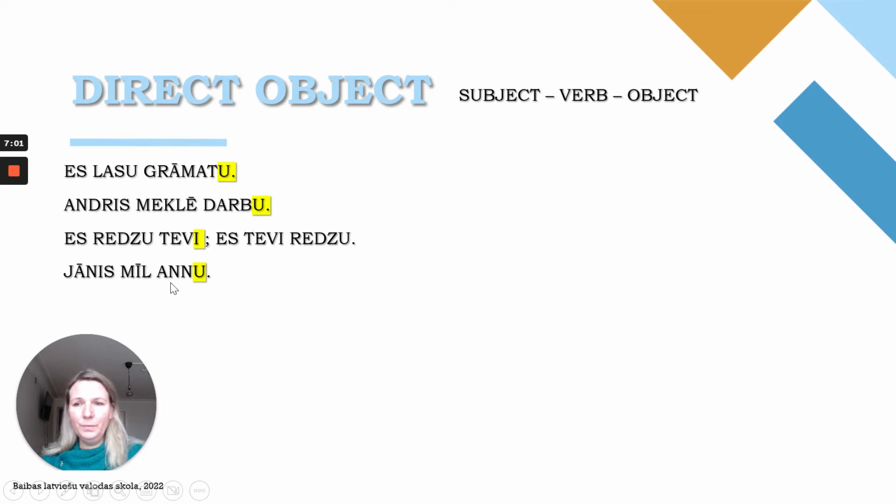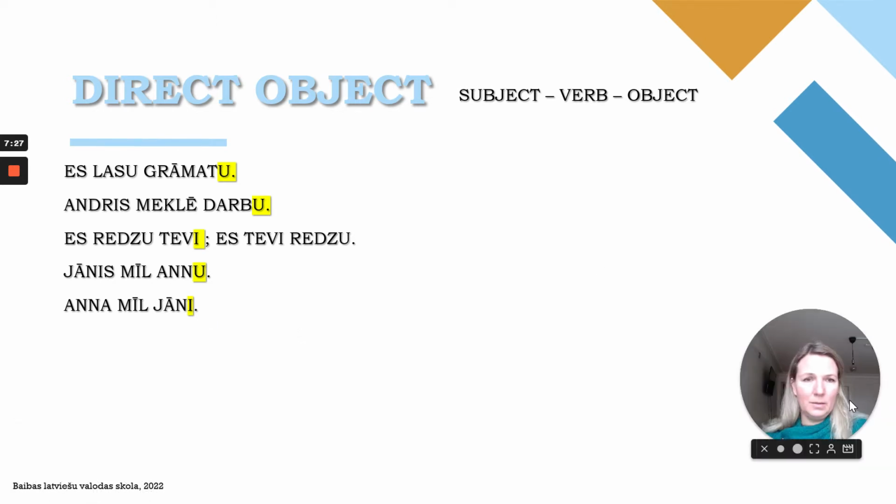Jānis mīl Annu. Jānis is the one who loves Anna. Anna becomes Annu because it's an object. Then we know who does what. And in the sentence Anna mīl Jāni, Anna is in the dictionary form, or nominative, and Jānis becomes Jāni. It means it's accusative. And Anna is the one who loves Jānis. Right? And what happened?